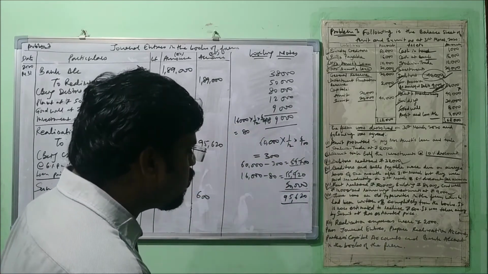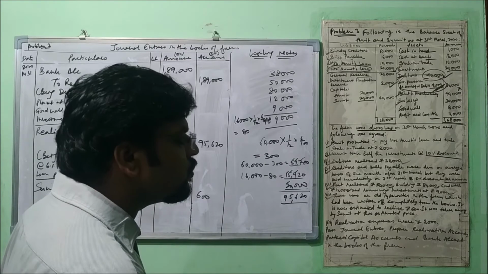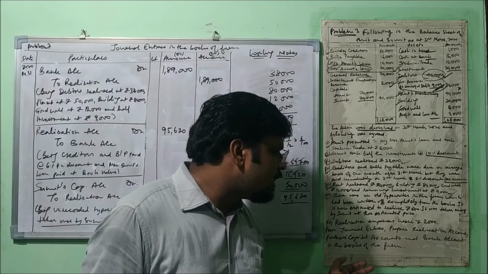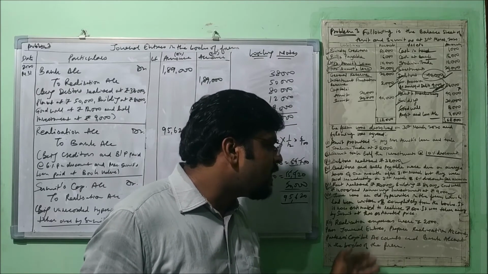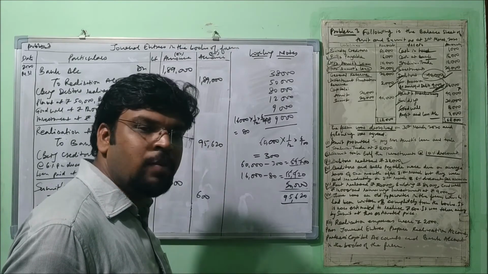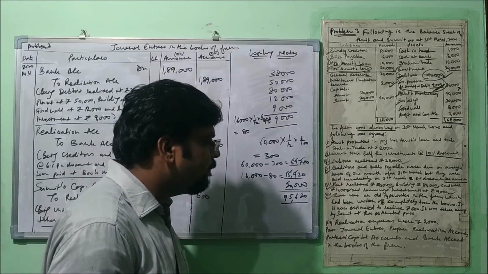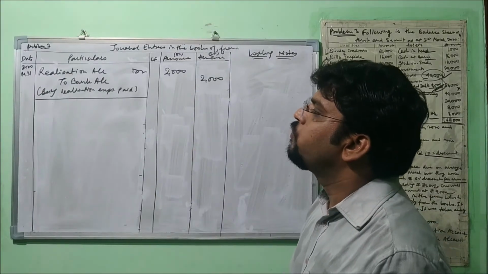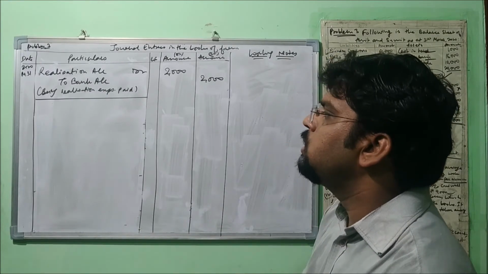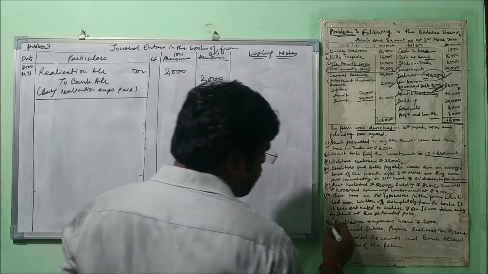Realization expenses were rupees 2,000. As I have already explained to you in the previous video, when there is no information about the realization expenses to be borne and paid, by default it will be considered that these are the expenses of the firm, to be borne by the firm and have been paid by the firm. So we'll pass the entry for the same. Realization account debit to bank account 2,000, being realization expenses paid. Alright, now let's move further. This point is also over.